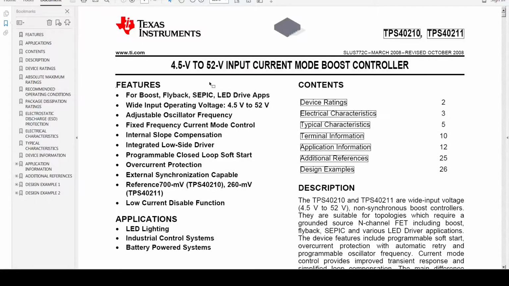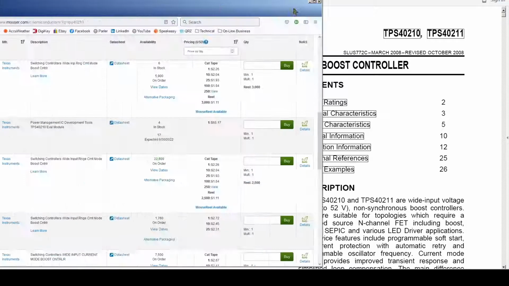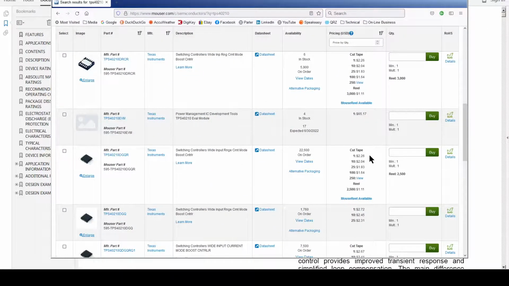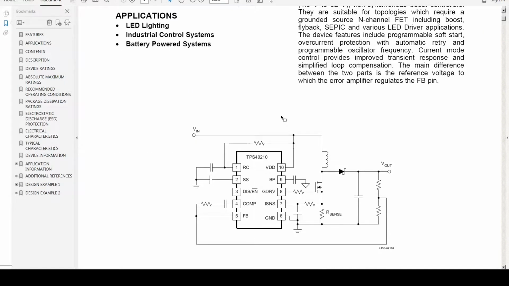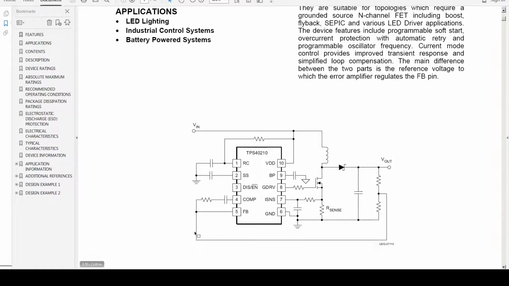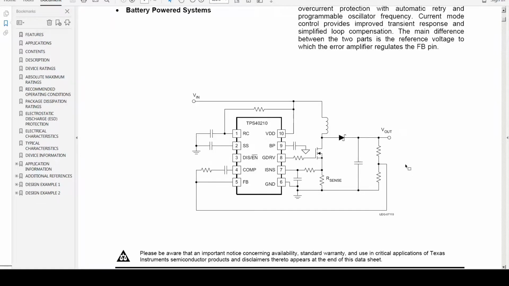For the switch mode power supply, I found this current mode boost controller, 4.5 to 52 volt input. It's called the TPS4210 by Texas Instruments. Looking online here, pretty reasonable cost. One is $2.26. So I'm going to try to make that work with the Coilcraft pulse transformer and come up with a 12 volt to 300 volt power supply. This chip seems to be quite simple to interface by just looking at the application circuit here. So we're going to give that a shot for the 300 volt step up.